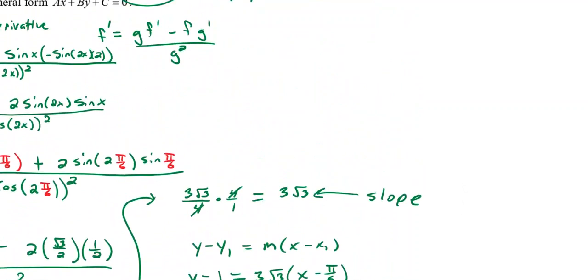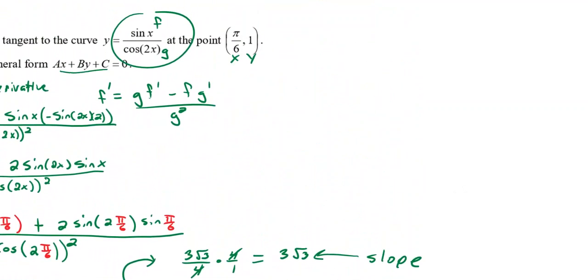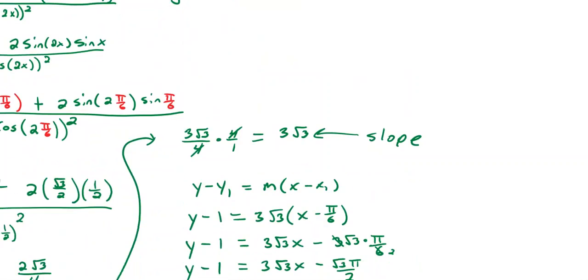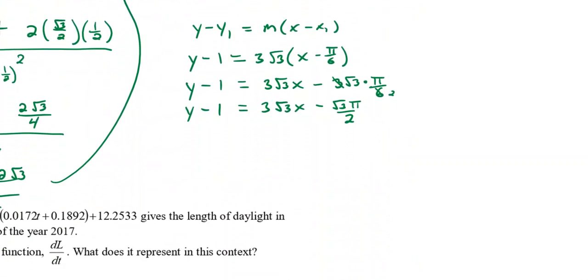Now if I want this in general form, then I don't want fractions. So I've got to get rid of that 2 in the denominator. So I'm just going to multiply everything by 2. So multiply this by 2, this by 2, this by 2, and this by 2. So now we've got 2y minus 2 is equal to 6 root 3 x, and then those cancel, so minus root 3 times pi. Now we're pretty much there.